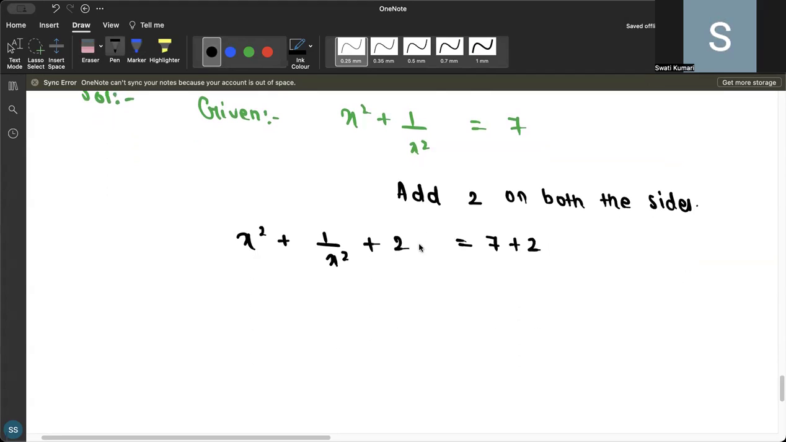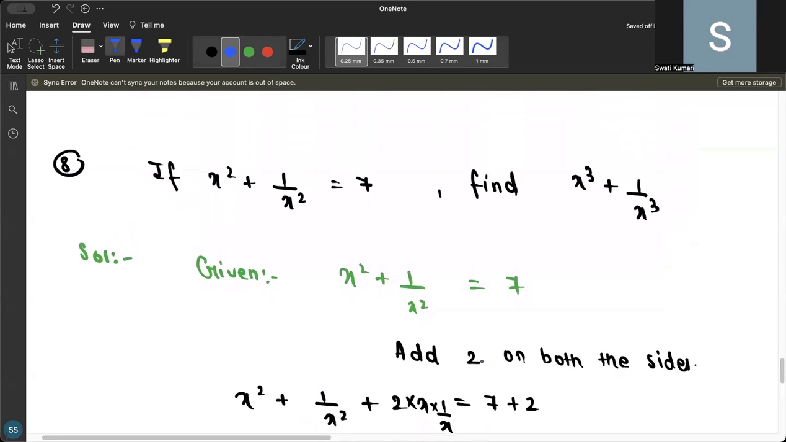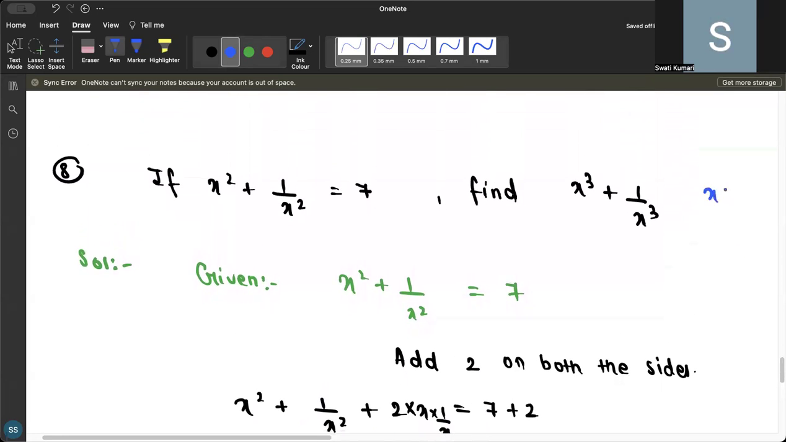Now, is it okay if I multiply and divide the same thing? We know that if you're multiplying by something and dividing by the same thing, then it has no effect, so it will remain unaffected. So this is the formula of a squared plus b squared plus 2ab, right? Using that formula, it will become x plus 1 by x whole square equals 9, right?